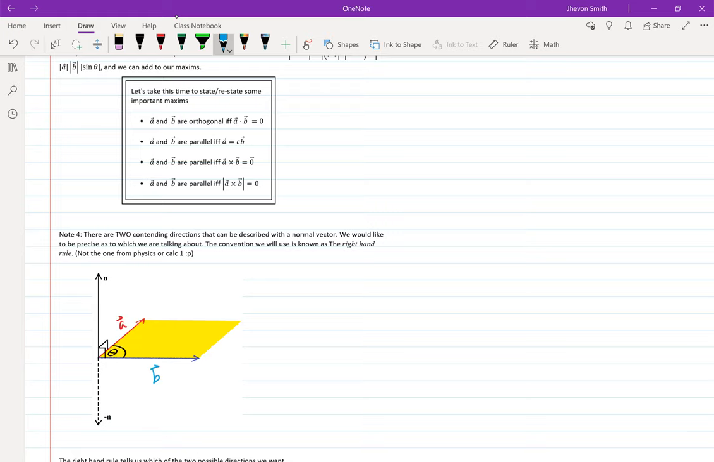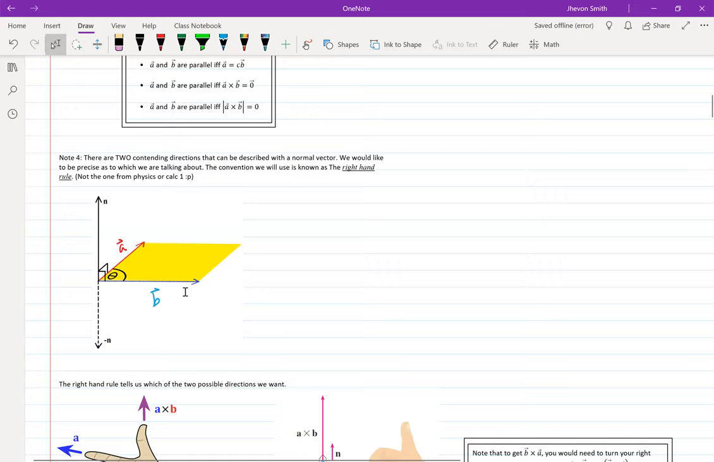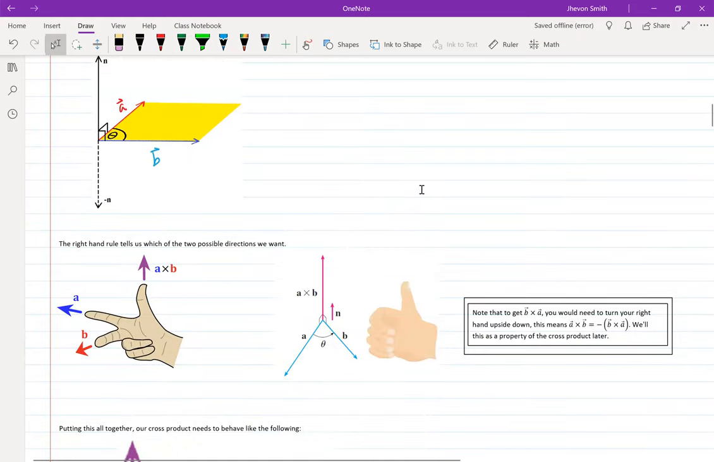We will take the cross product to be the vector that obeys the right-hand rule. Now, this is not your grandmother's right-hand rule, not your right-hand rule from physics, but this is another rule that's going to talk about what direction the normal vector, the cross product, should be pointing in relation to the two vectors being involved. And here's how the right-hand rule works. If you want to find A cross B, you will take your right hand, you'll point your pointing finger in the direction of A, your middle finger should point in the direction of B, and when you stick your thumb up, you will point in the direction of A cross B, right?